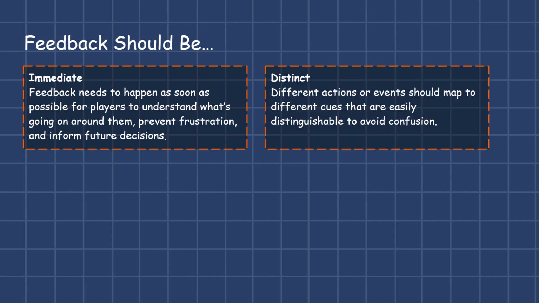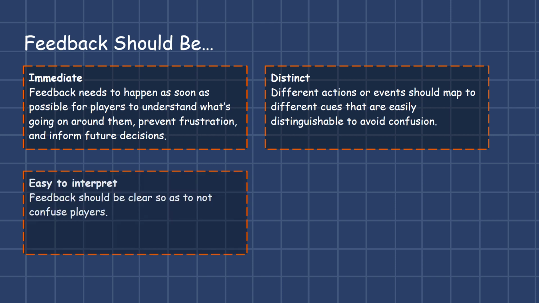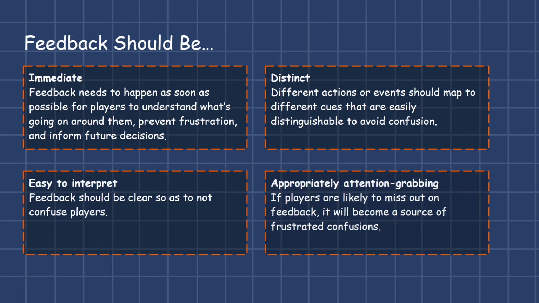Feedback should be distinct, which means that different actions or events should map to different cues that are easily distinguishable to avoid confusion. Feedback should be easy to interpret. It should be clear so as to not confuse players. And lastly, feedback should be appropriately attention-grabbing. If players are likely to miss out on feedback, it will become a source of frustrated confusion.